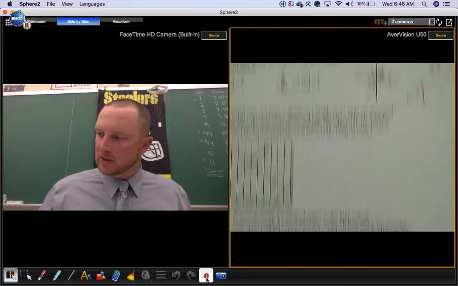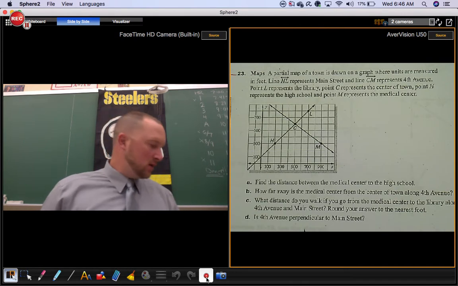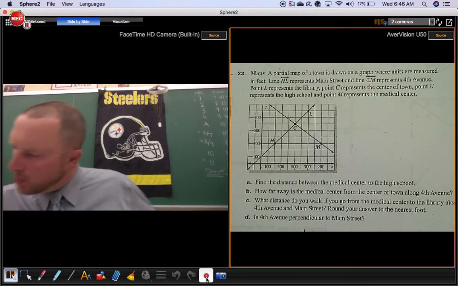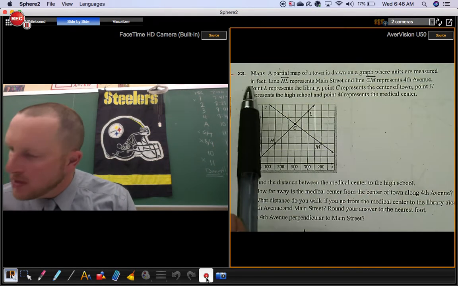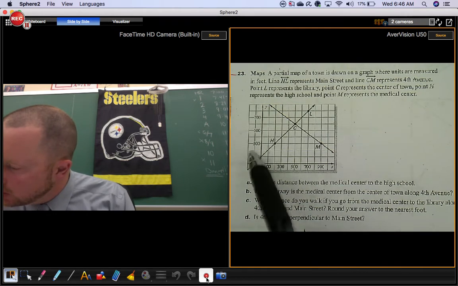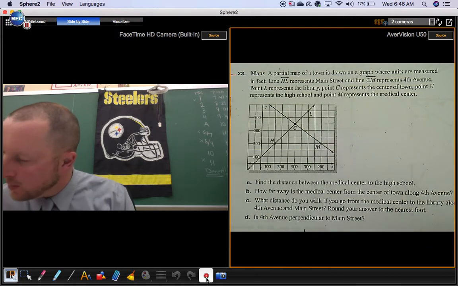This is practice A for section 3.6. We're going to look at number 23. It's on maps. So they're going to give you a partial map of a town, and it's drawn on a graph where the units are measured in feet. Line HL represents Main Street, and line CM represents 4th Avenue.